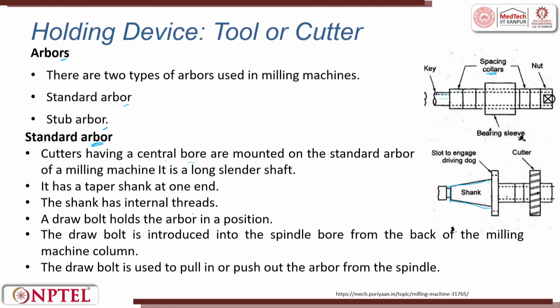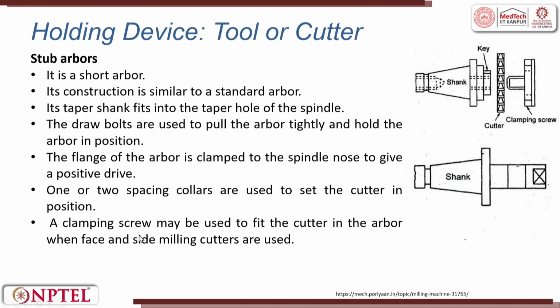A shank has an internal thread. A draw bolt holds the arbor in position. The draw bolt is introduced into the spindle bore from the back end, this is the draw bolt, from the back of the milling machine column. The draw bolt is used to pull in and push out the arbor from the spindle, so that you have a positive locking. Stub arbors, these are small, short arbors.